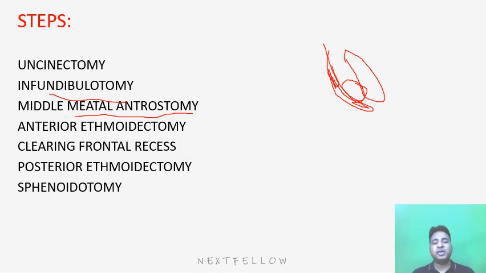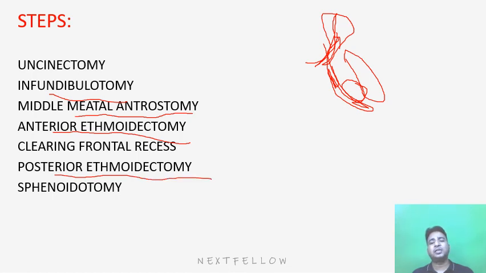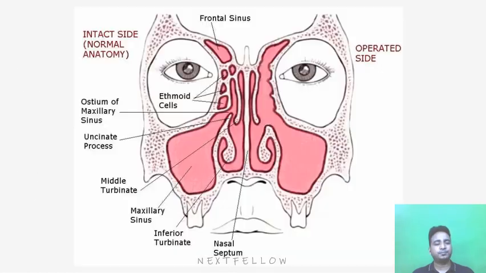After doing the middle meatal antrostomy, we will do the removal of the anterior group of ethmoidal cells, known as anterior ethmoidectomy. Then we will clear up the frontal recess. So this is the frontal recess, suppose. We will drain the frontal recess. Then we will do the posterior ethmoidectomy, that is removal of the posterior group of ethmoidal cells. And lastly, we will open up the sphenoid sinus, that is sphenoidectomy.